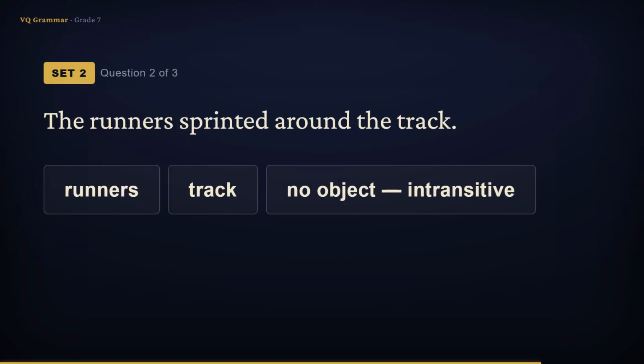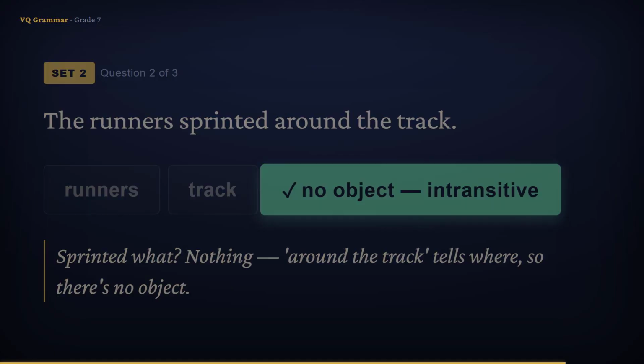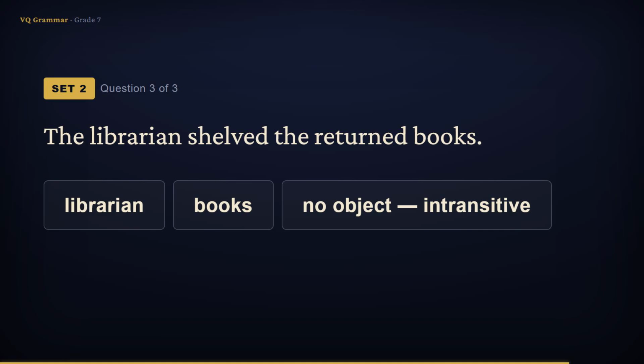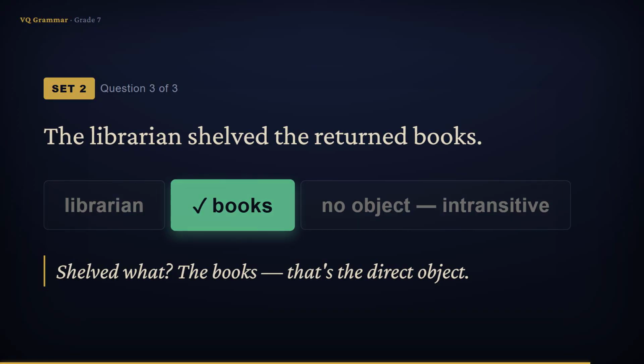The runners sprinted around the track. The verb is sprinted. Sprinted what? Nothing. The phrase around the track tells you where they ran, not what they sprinted. There's no direct object, which means the verb is intransitive. So the answer is no object. The librarian shelved the returned books. The verb is shelved. Shelved what? The returned books. The thing receiving the action is books, so books is the direct object and the verb is transitive. So the answer is books.